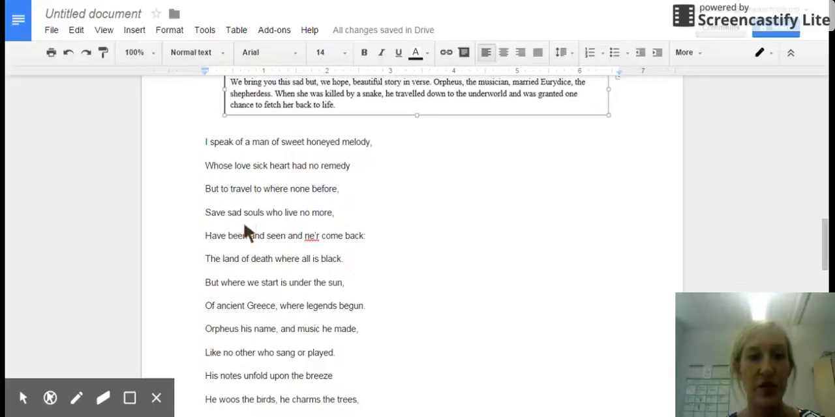So that's sort of an introduction to our myth, talking about how Orpheus is going to travel to the underworld, the land of death, because of his lovesick heart.